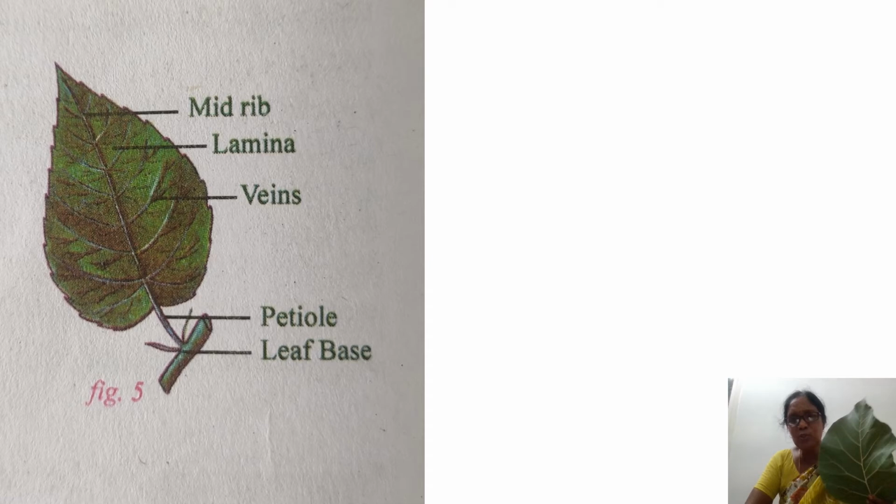If these veins are not there, what happens to the leaf? No shape. The leaf will not get any shape. As bones give shape to our body, otherwise our body would become a lump. Likewise, here veins are giving shape to the leaf. These veins also transport food and water to the whole plant. So these veins help in transport. This is about the leaf. Look here.